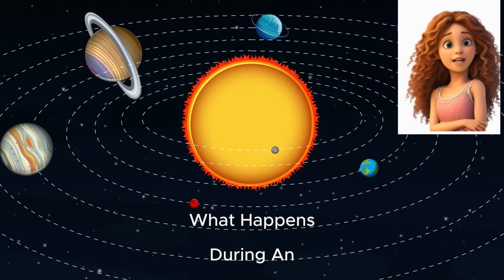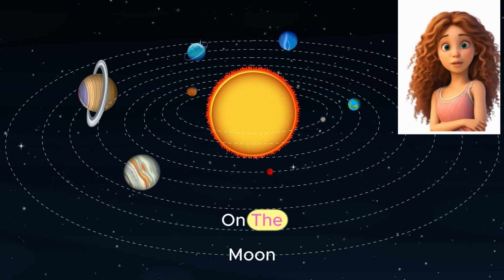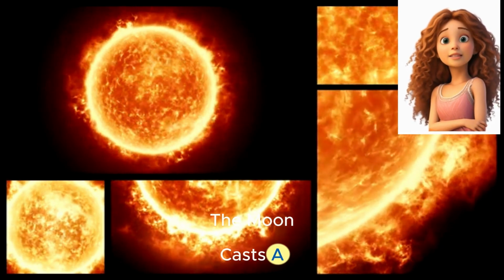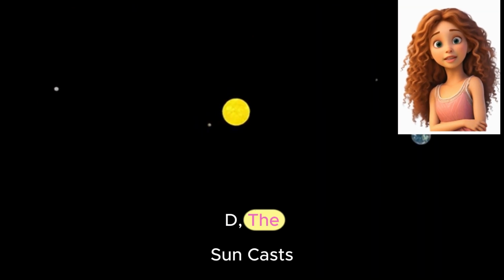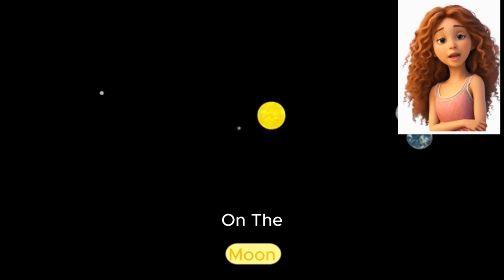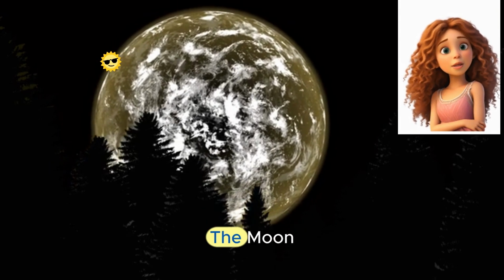What happens during an eclipse? A. The Earth casts a shadow on the moon. B. The moon casts a shadow on the Earth. C. The sun disappears from view. D. The sun casts a shadow on the moon. The correct answer is D. The sun casts a shadow on the moon.